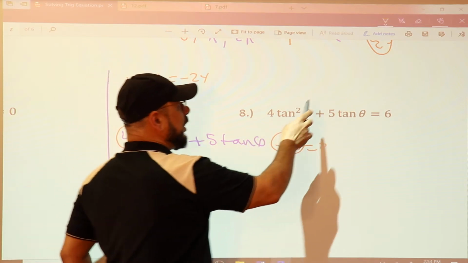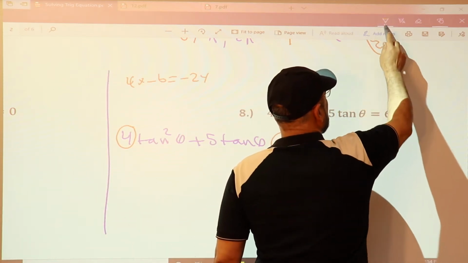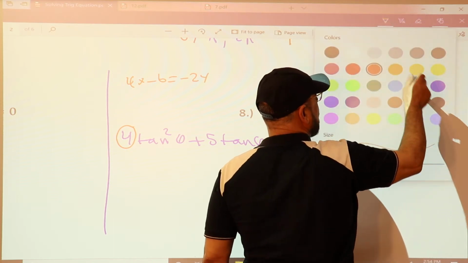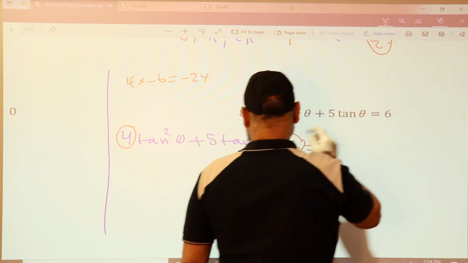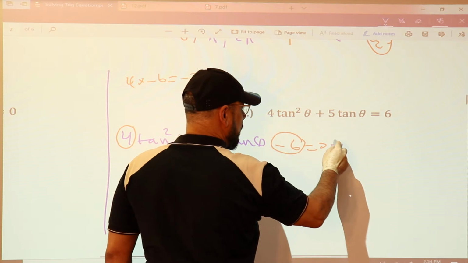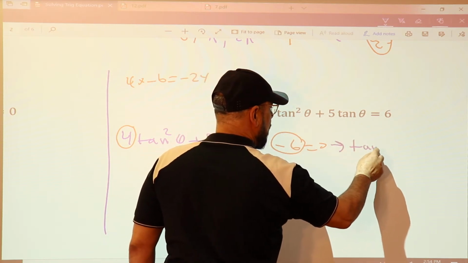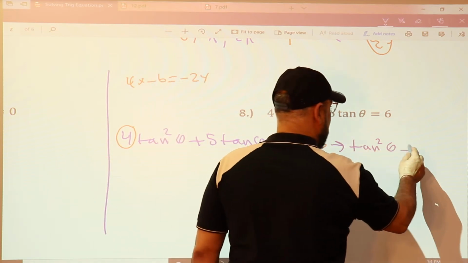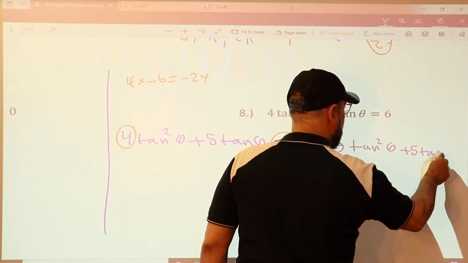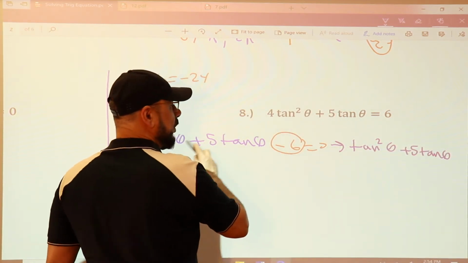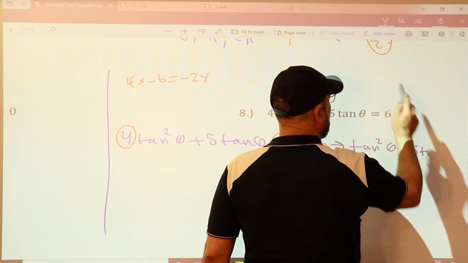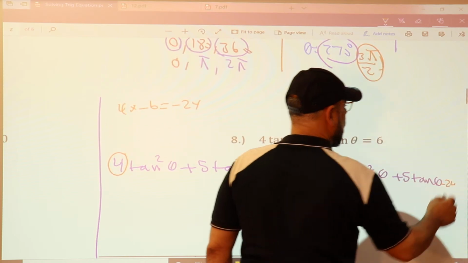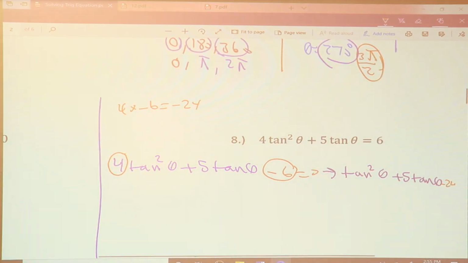Write your equation as tan squared theta plus 5 tan theta minus 24. I'm trying to make it easy because I don't need coefficients with tan squared.